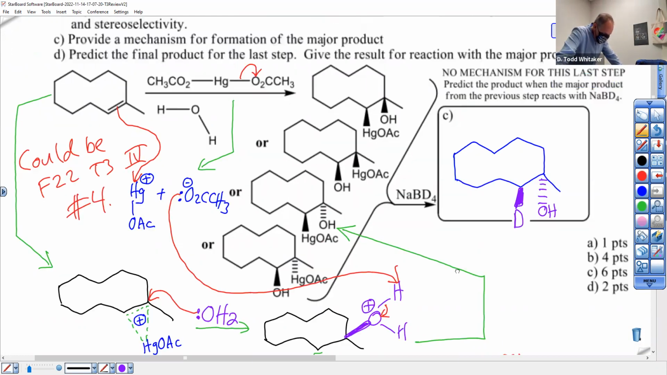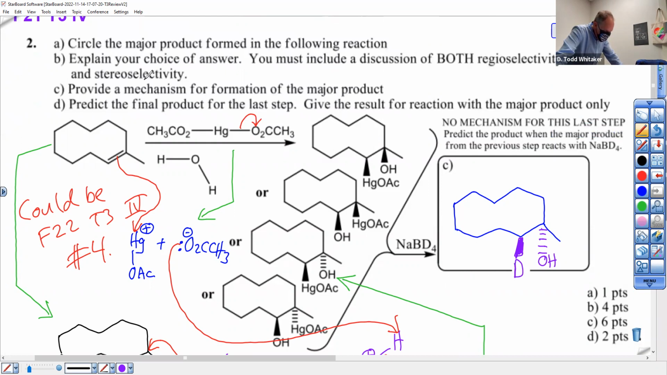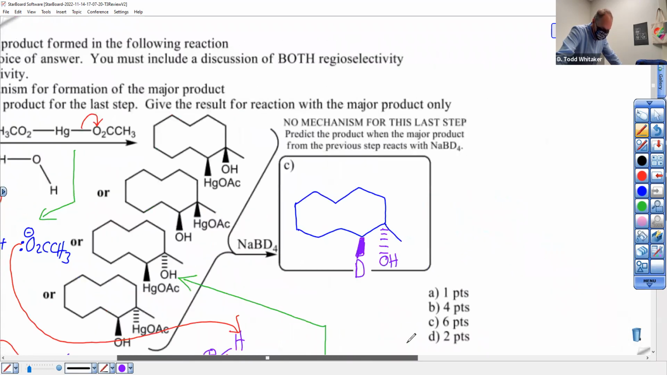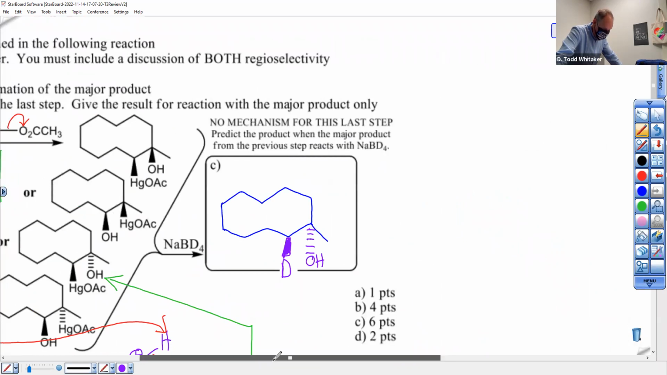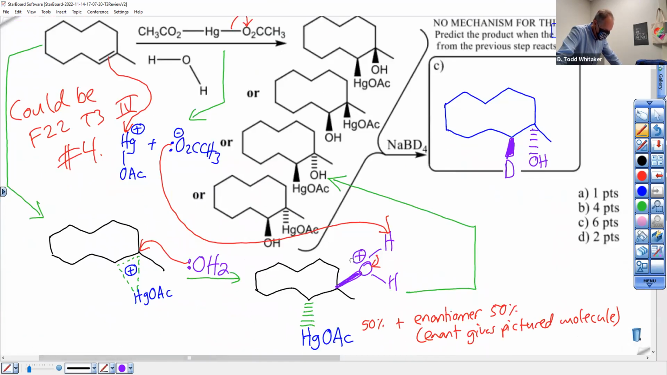And all we have to do is explain. Provide a mechanism for a final product result. No explanation? Oh, explain. Yeah. Must include discussion of both regioselectivity and stereoselectivity. We got a point count for any of these? Oh, it's 6 points for the explain. No, it's 4. 4. That's a lot. You got to tell me why oxygen's on the more substituted carbon. That's easy. Is this part B? It's part B, right?